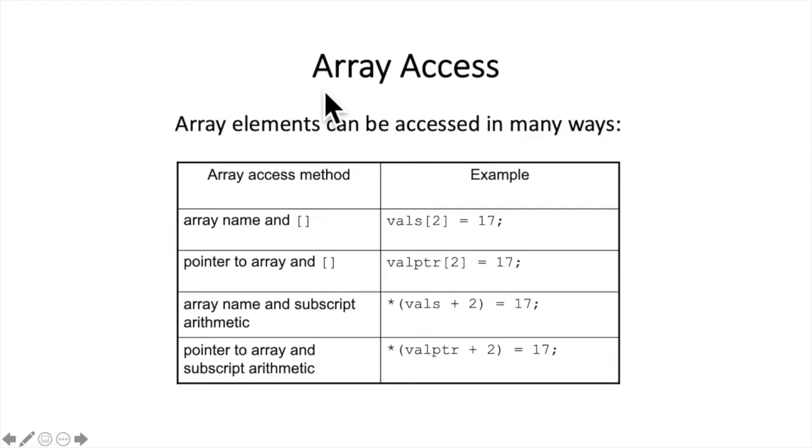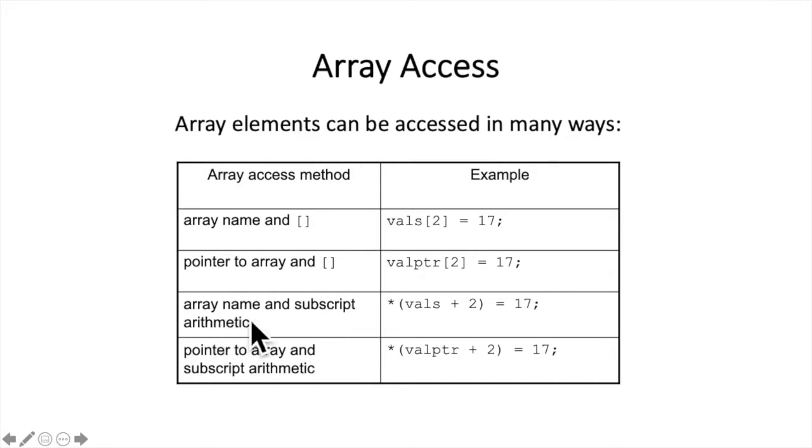So array elements can be accessed in many ways. We can use the element number. So if you have the array vals, we can refer using the element number. This is the normal one. And we can also use a pointer. If we point a pointer to the first element of an array, the pointer name can be used as an array name also, and we can also use the element index to refer to a certain element.